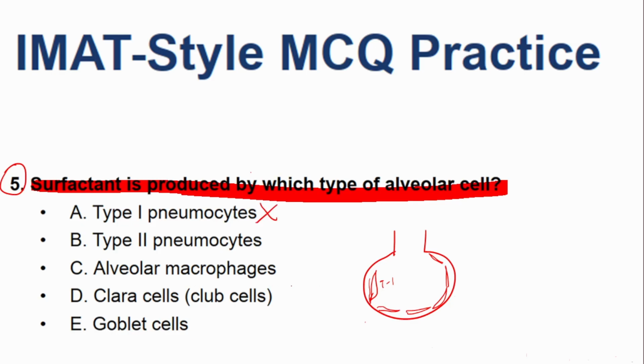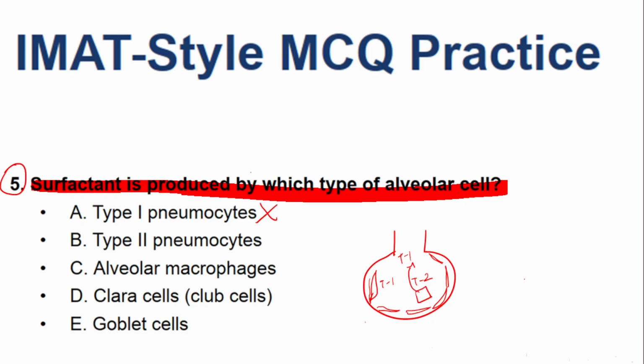That brings us to type 2 pneumocytes. These are plump cuboidal cells like this that account for the remaining surface area. Type 2 pneumocytes have two vital jobs. First, they act as stem cells that proliferate and replace damaged type 1 cells. That means it can make type 1 cells when needed.